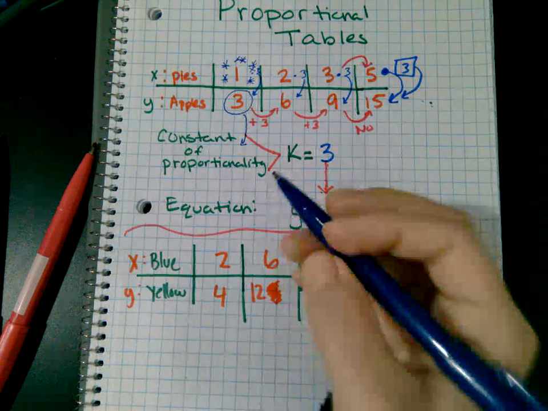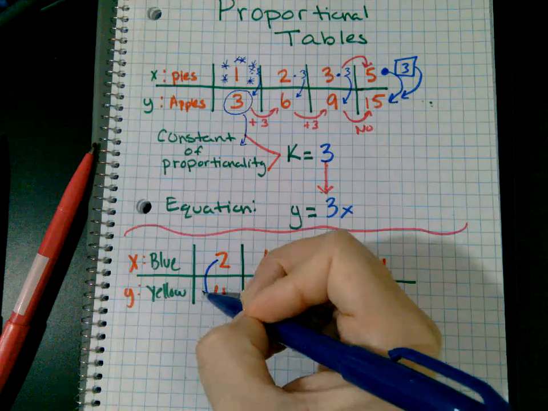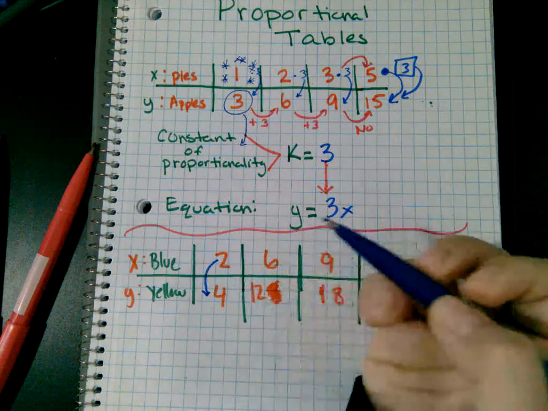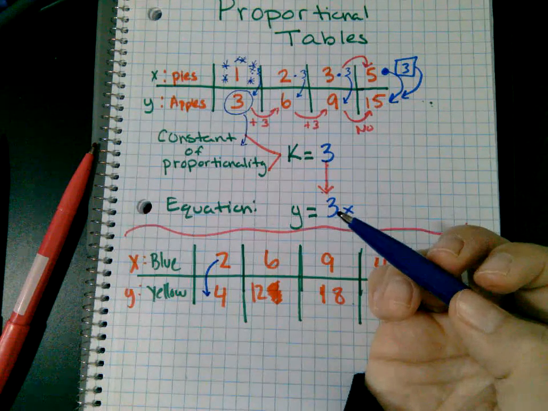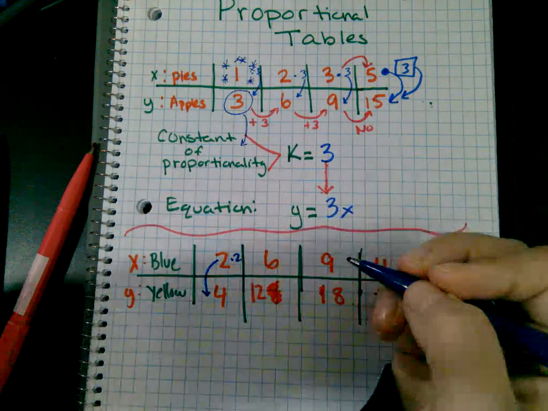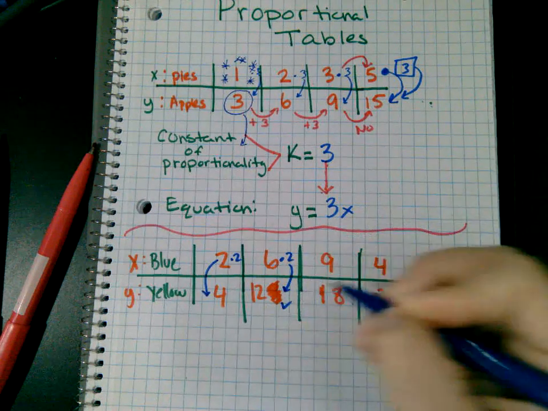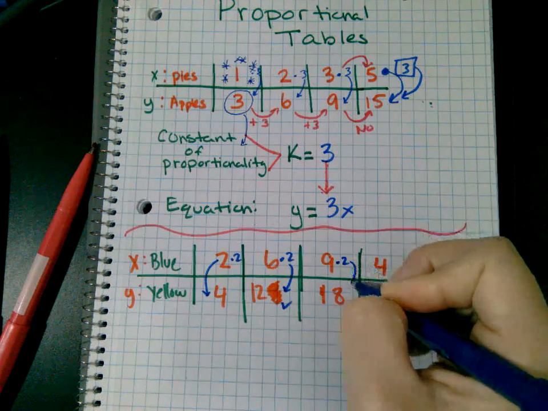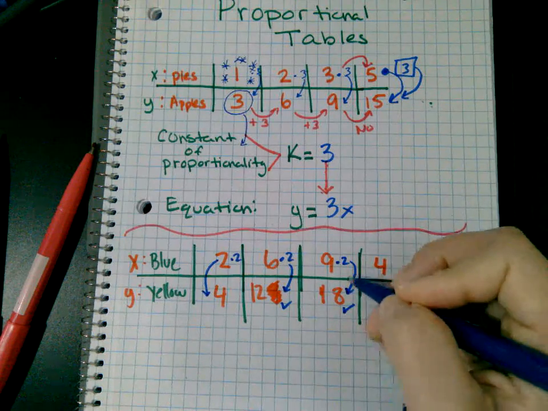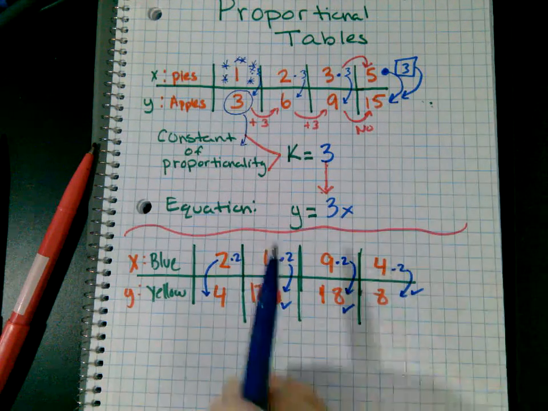You look at these numbers and you go, okay, what did I multiply the top x by to get to y? What did you multiply 2 by to get to 4? What magical number? 2. And then you check all of them. 6 times 2, does that give me 12? Yep. 9 times 2, does that give me 18? Yep. 4 times 2, yep, that gives me 8. So they all check out.